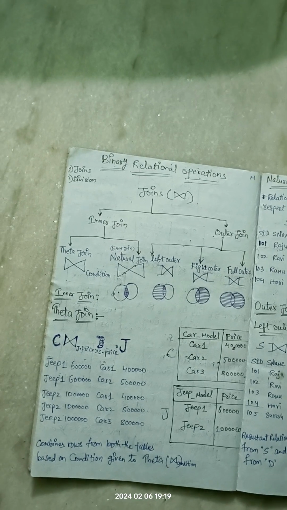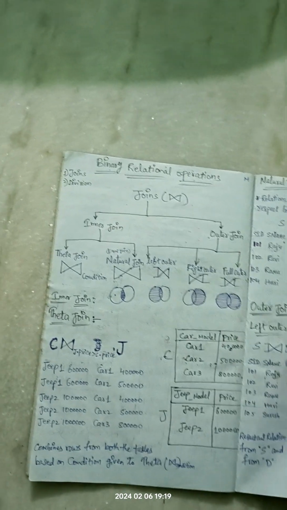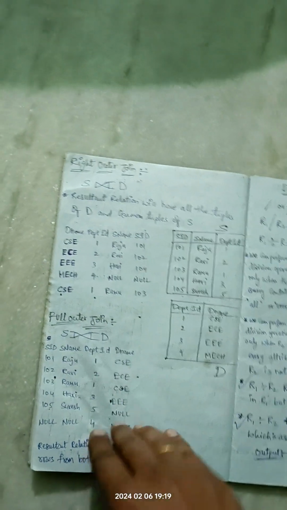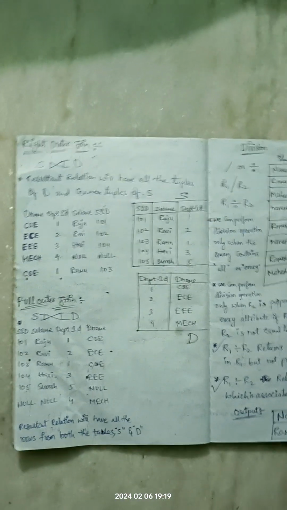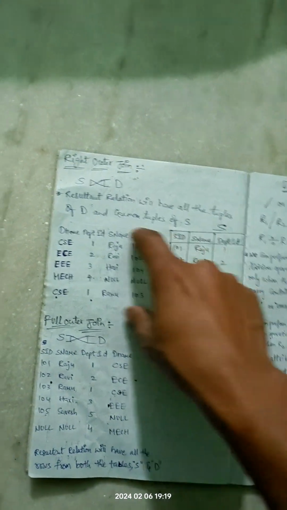If you remember these two tables, it will be useful in left outer join, right outer join and full outer join. We use these two tables in all three: left outer, right outer and full outer. So remember these two tables as they are. By performing the right outer join operation on these two tables, we'll get the resultant.